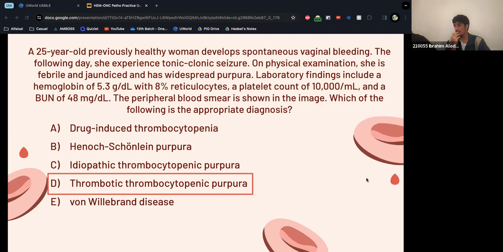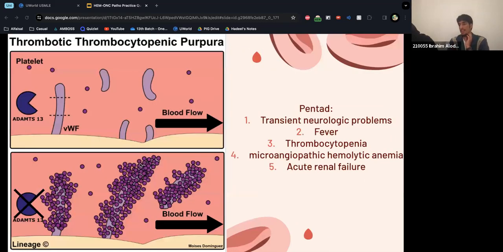ADAMTS13 mutation. Perfect. So TTP is an ADAMTS13 mutation. The function of ADAMTS13, which has a really weird name, is to cleave von Willebrand factor to prevent it from being the super long von Willebrand factor that can cause a bunch of platelets to aggregate. But if there's a mutation in ADAMTS13, the von Willebrand factor is not going to be cleaved, and you're going to have all of these aggregations.